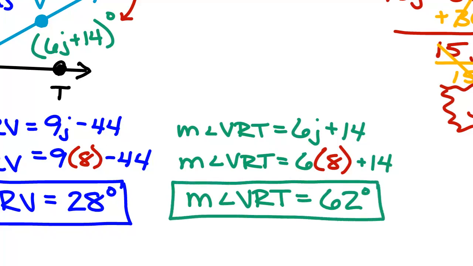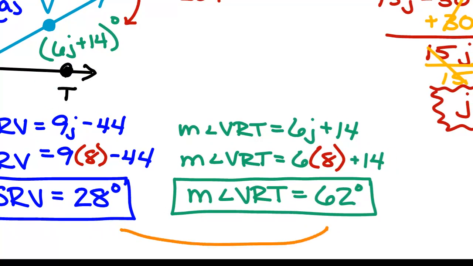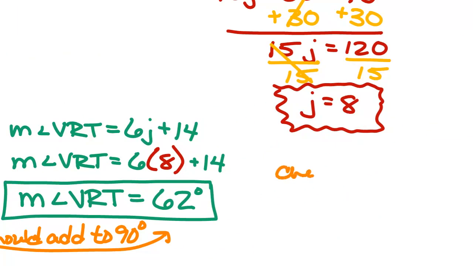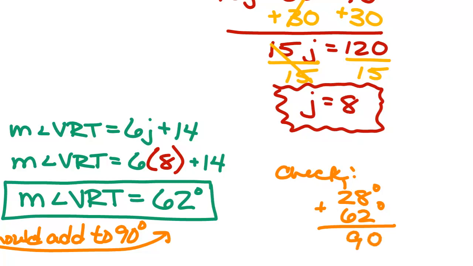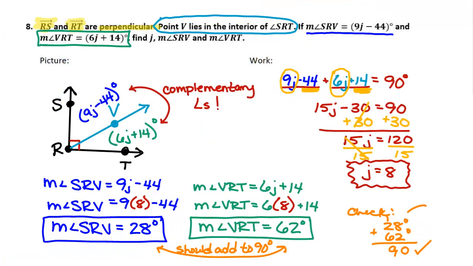What should be true about those two angles? Should add to 90. So let's check that. 28 degrees plus 62 degrees. 8 and 2 makes 10, so carry the 1, bring down my 0. 2, 3, yep, I get 90. So we are good.